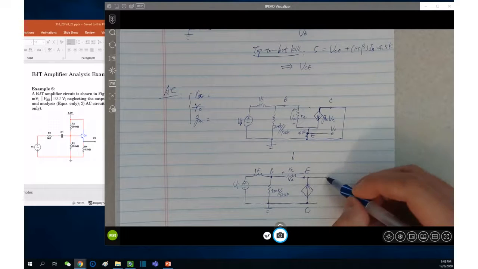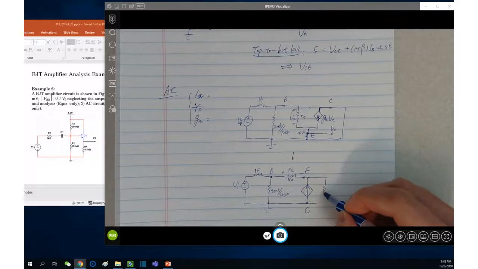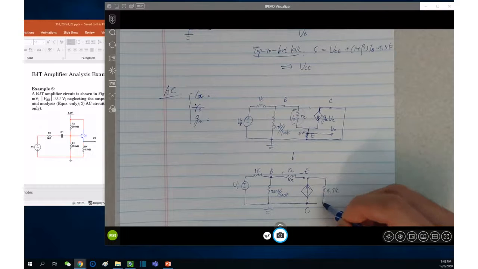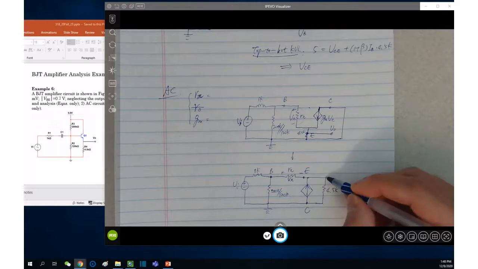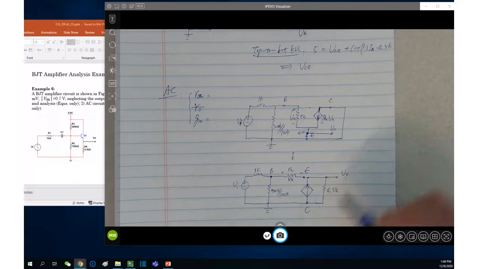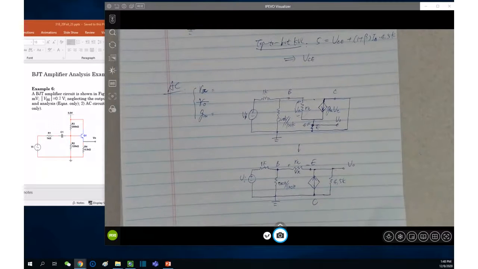Meantime, emitter has a resistor 4.5 kilo ohm between the emitter and the ground. And emitter is the output. That's it. This is the circuit. Obviously, better look. Easier to write equations, right?